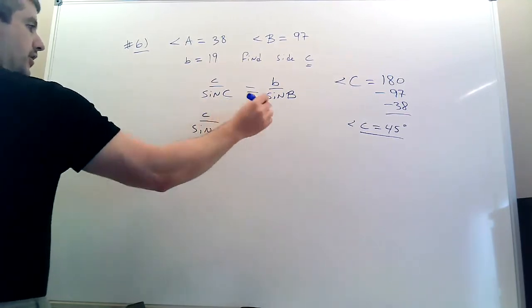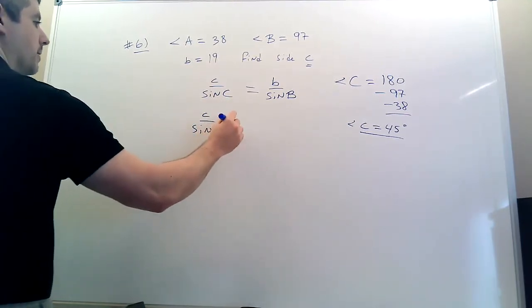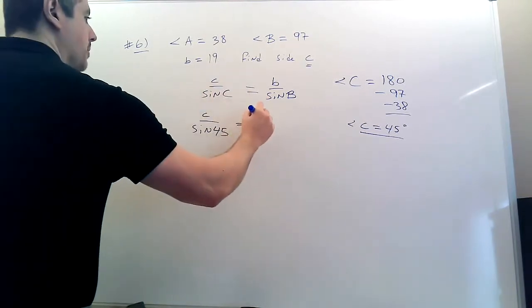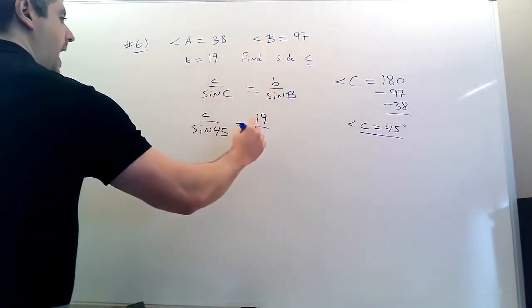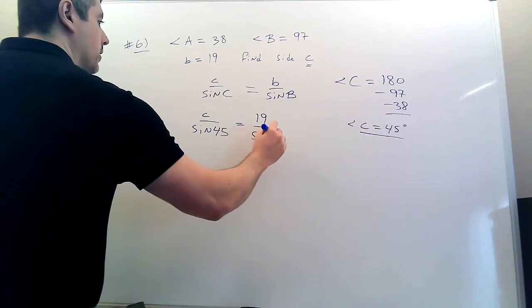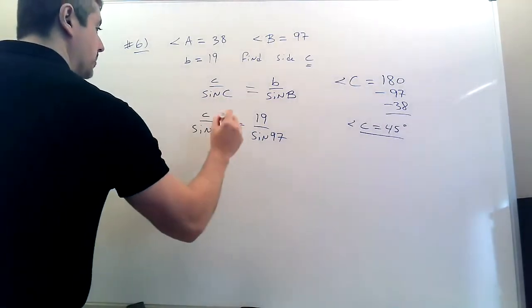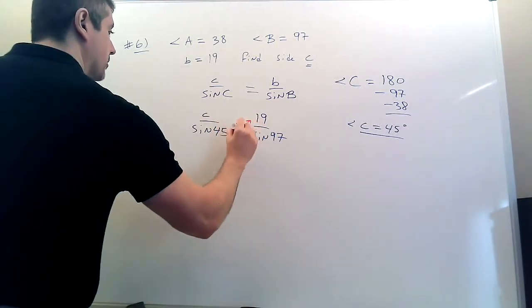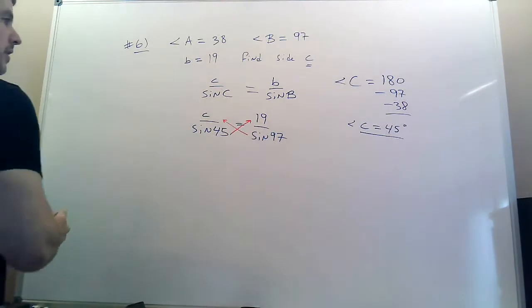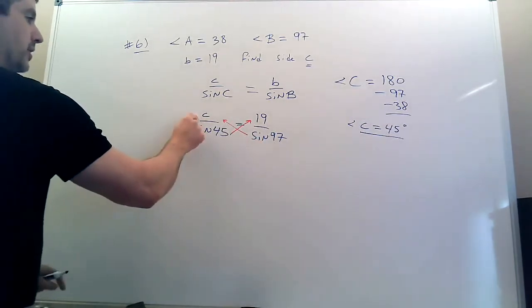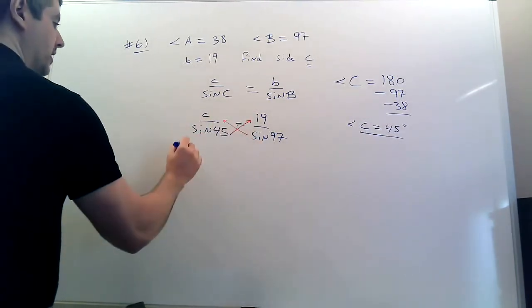Angle C, I did my quick computation on the side. I got 45. Side B, I was told, is 19. Angle B, I was told, is 97. Now, again, you don't have a choice. You have to do the full cross multiplication here. You have to do the full crisscross. So do it. Sine 97 is going to hook up with the C. Sine 45 is going to hook up with the 19.